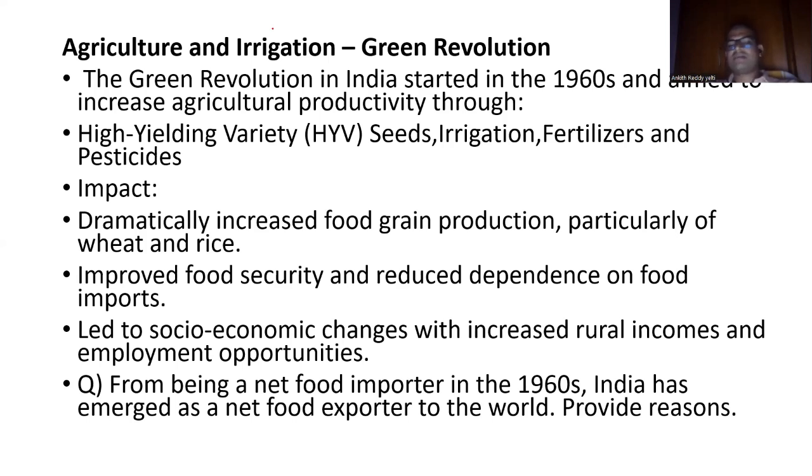Okay, so this has dramatically increased our food grain production, especially wheat and rice, improved our food security, reduced our import dependency, and led to socio-economic changes in rural incomes. But on the other side, it has also caused soil salinization. Okay, it has led to monocropping. Diversification of cropping pattern has come down. So these are the issues we are facing related to the green revolution.